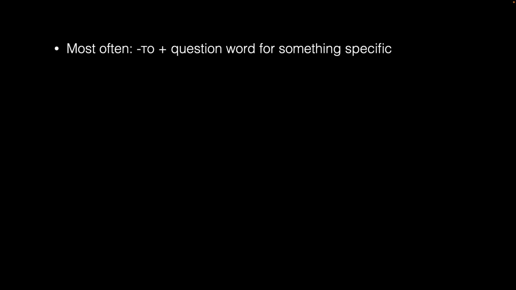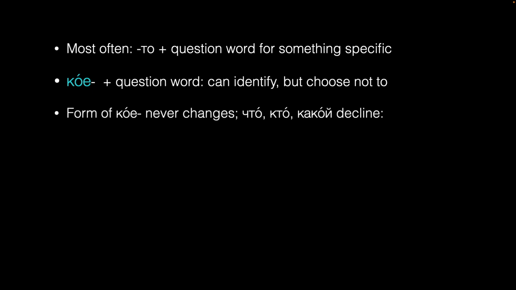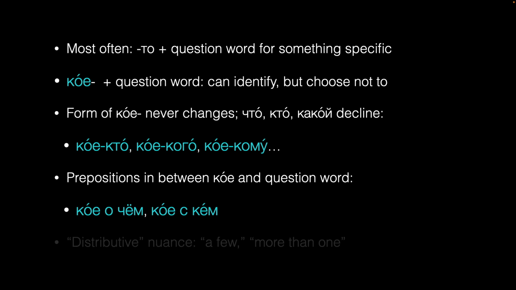Summing up, most often we use то with a question word to refer to something specific. But if we can identify something but choose not to at the moment, we can use кое with a question word. The form of кое never changes, but the question words что, кто, and какой will decline. A preposition comes in between кое and the question word. Кое о чем, кое с кем. And sometimes кое has the sense of a few, more than one.